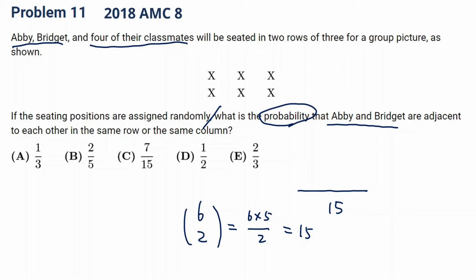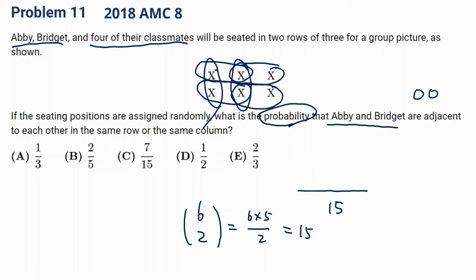Now let's consider the numerator. The numerator is that the 2 seats are adjacent. So we have 1 way, 2 ways, 3 ways, 4, 5, 6, 7. So the numerator is 7. That's why the answer is 7 out of 15. Yeah, you can see once we master the idea of combination, those counting questions will become a lot easier.